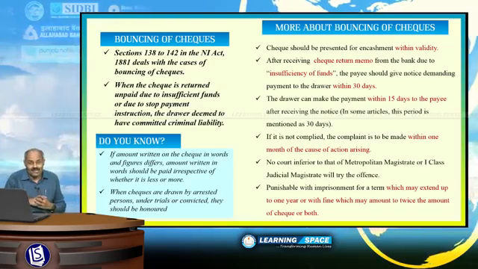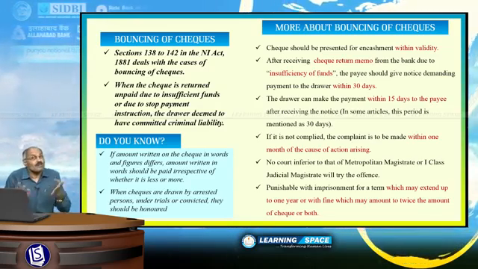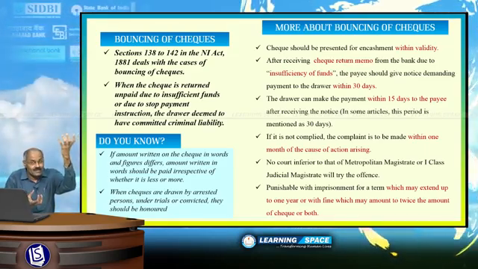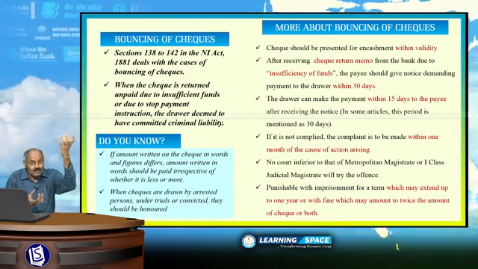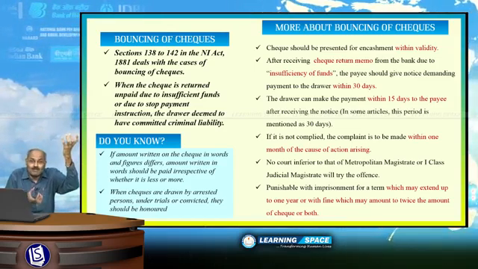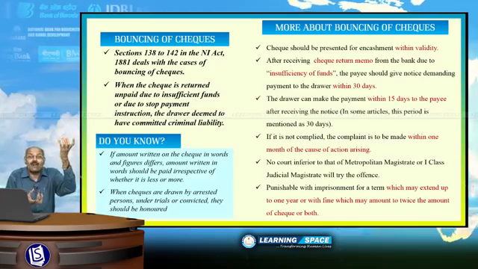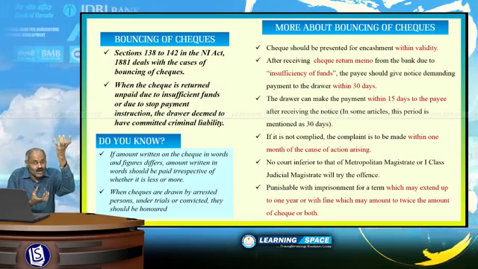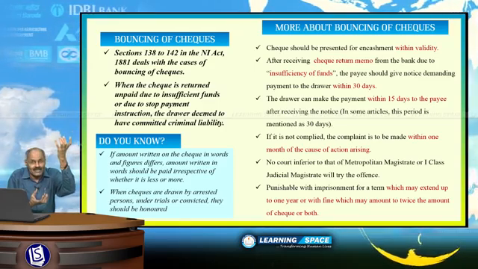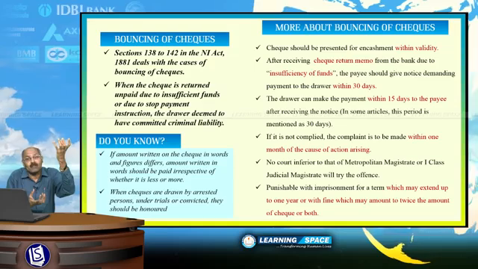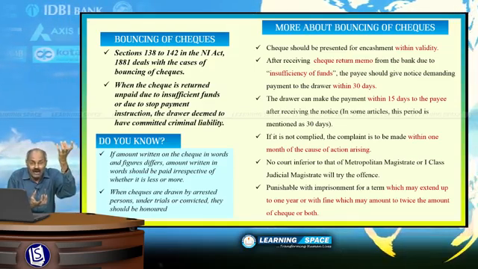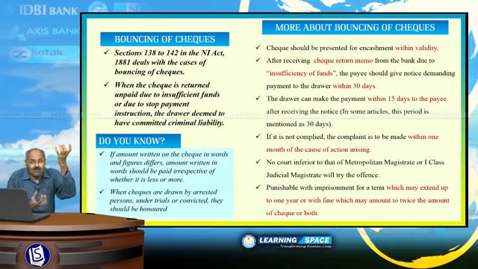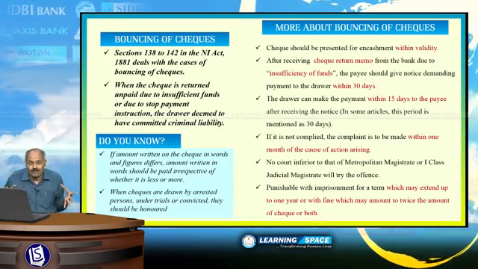So, bouncing of checks, all of you are well aware. What is meant by bouncing of check? X has given check to Y, but Y could not get the payment from his bank because of the reason sufficient amount is not available in the account of X. In those circumstances, that is called dishonor of the check.